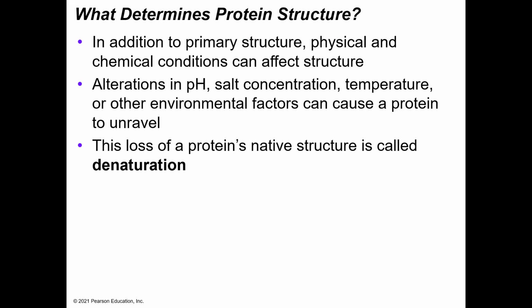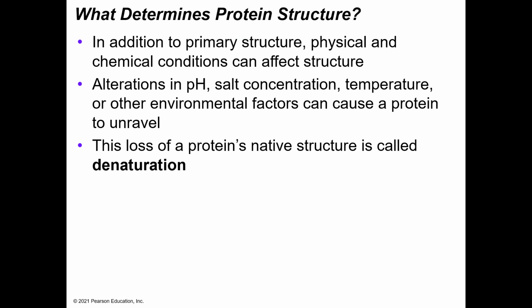So, what determines a protein structure? In addition to primary structure, physical and chemical conditions can affect structure. For example, if you alter conditions in the environment, such as pH, salt concentration, temperature is a huge one, or any other environmental factor that can cause a protein to not be in a normal condition, it can cause it to unravel. This loss in a protein's native structure is called denaturation.